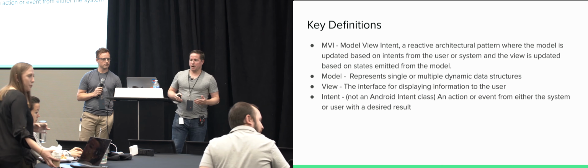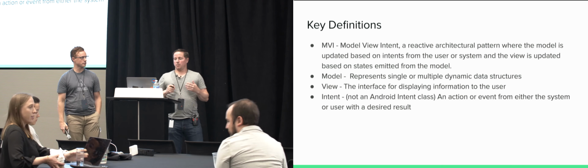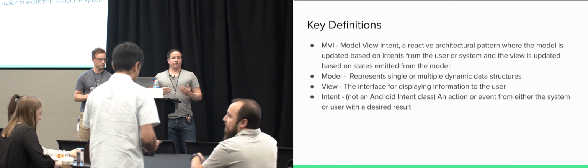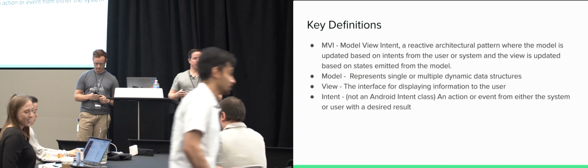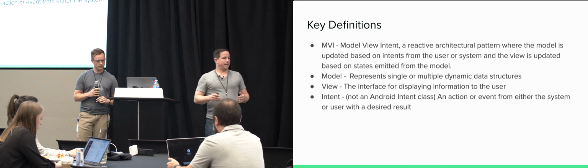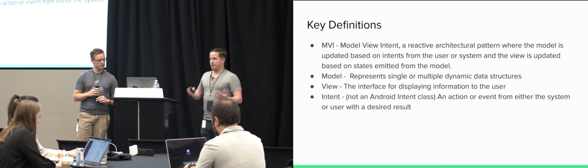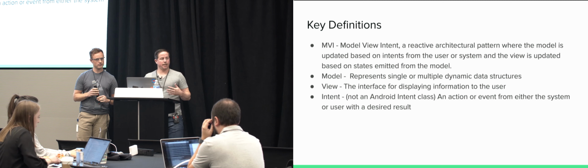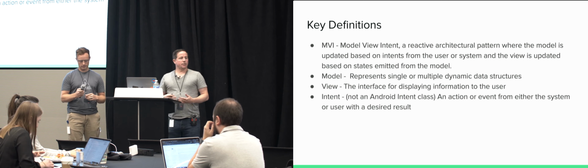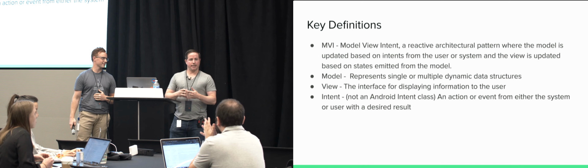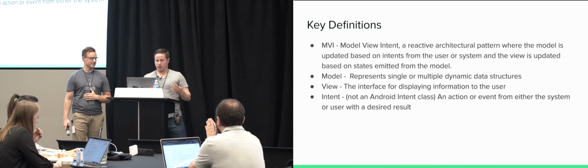So then, what is the model? The model represents a single or multiple dynamic data structures. And then the view, of course, is the interface for displaying information to the user. But what is an intent? An intent is not an Android intent class, as some people might think, first off. It's actually more of an intention of something happening. So think of the user's intent when they interact with your application. That is the intent as we're talking about it here.